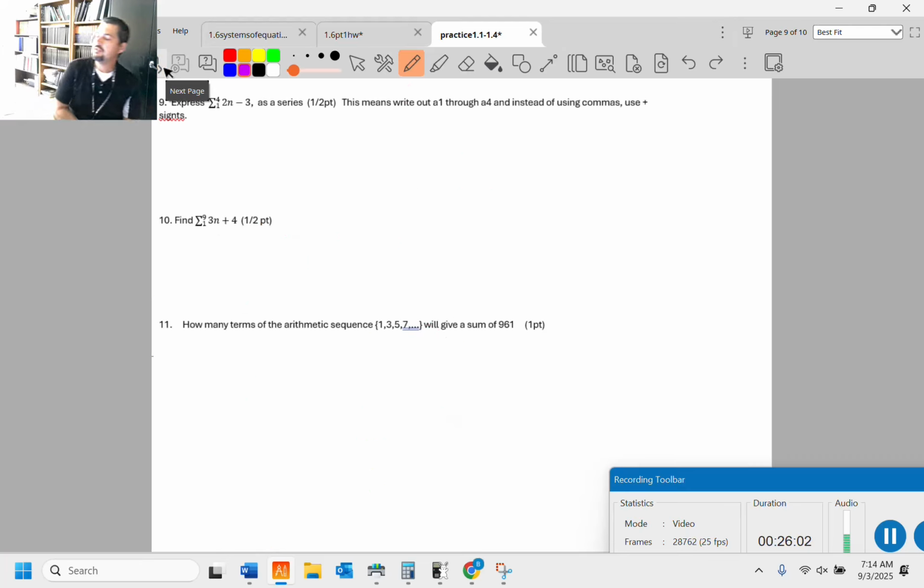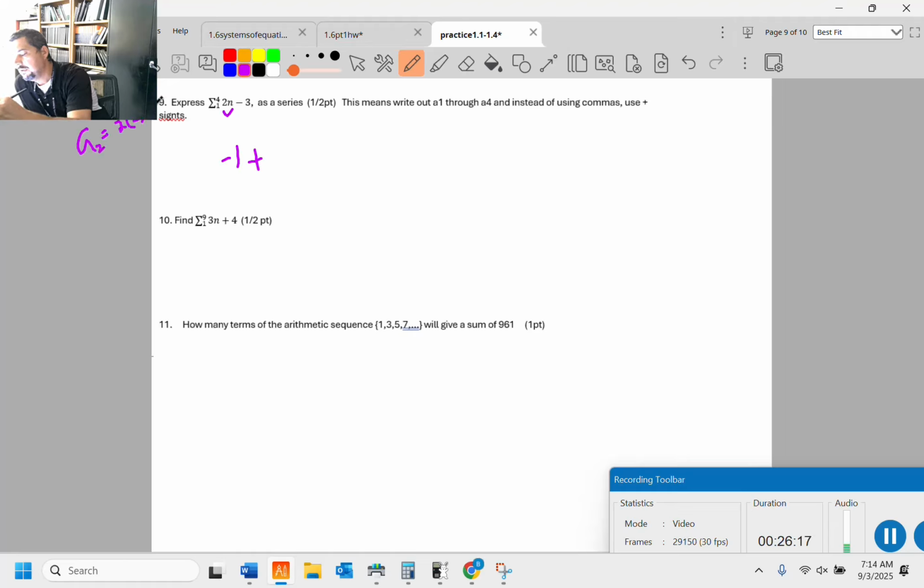All right, express 2n minus 3 as a series. And it says just write out the terms 1 through 4. If I want the first term, I feed it a 1. 2 times 1 is 2. Take away 3 is -1. If I want the second term, I feed it a 2. 2 times 2 is 4, minus 3 is 1.